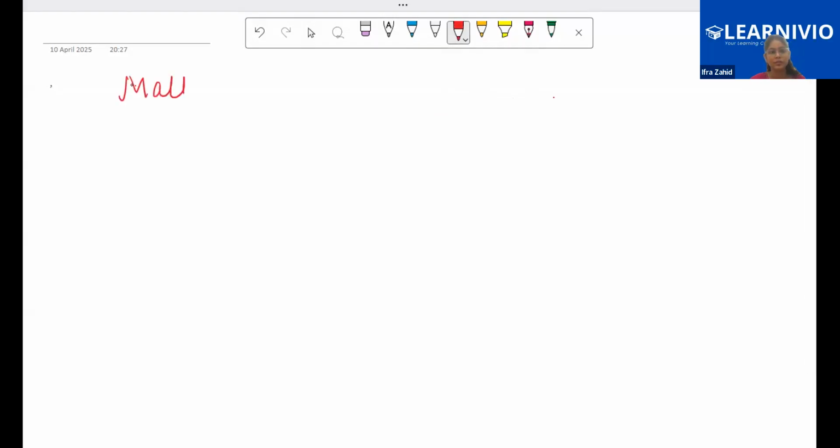Okay, so we'll be starting with matter in our surroundings. I hope my screen and whatever I'm writing is clearly visible to you. Yes, ma'am. It's clear. So now to start with, what do you understand by matter? Matter is a type of substance which has its own mass and it takes up some space in our surrounding. It's known as matter.